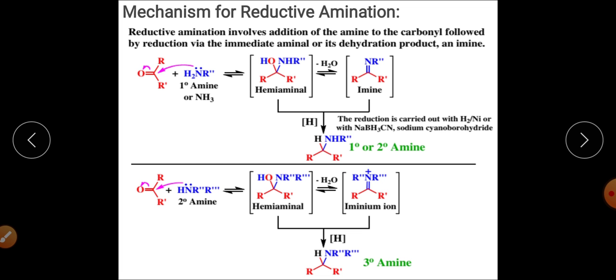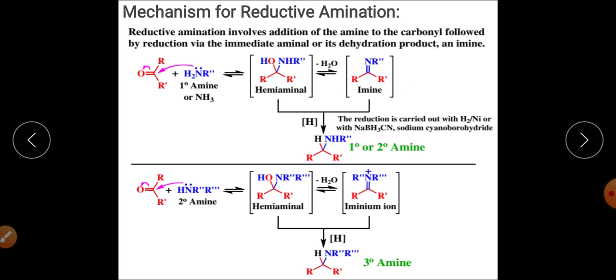When we talk about the mechanism of this reaction, it is simply a nucleophilic addition mechanism. The first step is the addition of ammonia or the amine to the carbonyl carbon, because this carbonyl carbon is electron deficient. So nitrogen with its lone pair of electrons will attack this carbon and get converted into a hemiaminal. On dehydration, a water molecule is eliminated from this intermediate, and it gets converted into an imine.